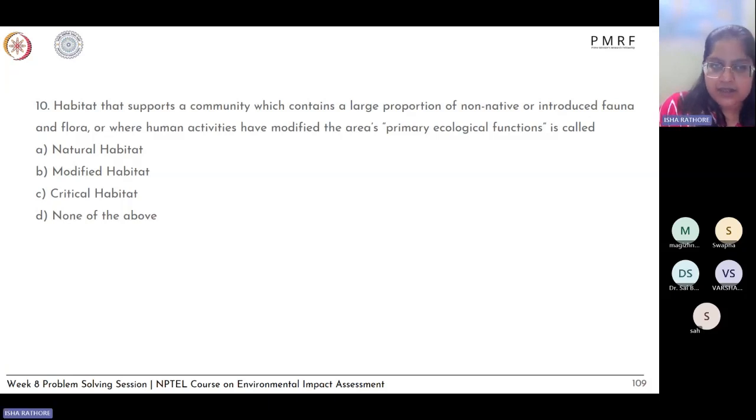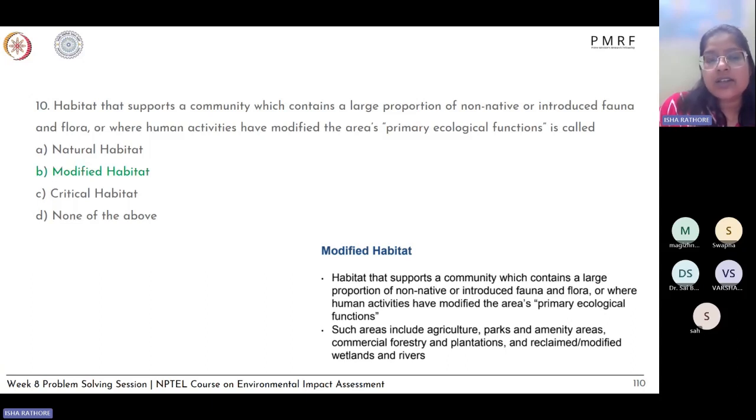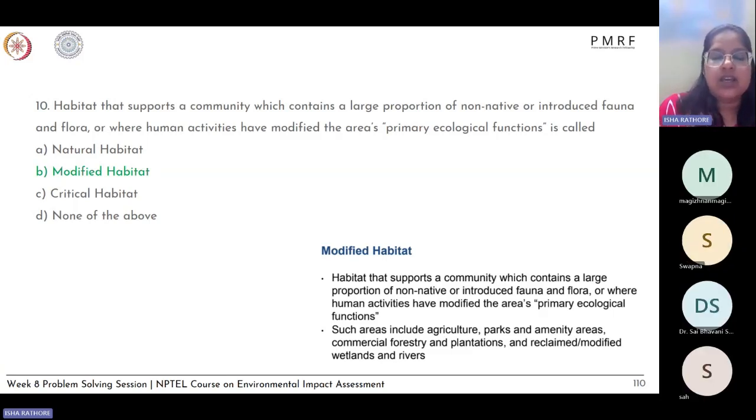Okay, so the correct answer is B, that is modified habitat. So modified habitat supports a community which contains a large proportion of non-native or introduced fauna and flora, or where human activities have modified the area's primary ecological functions. So these include areas like agriculture, parks and amenity areas, commercial forestry and plantations, and reclaimed or modified wetlands and rivers. Whereas natural habitat is habitat which is naturally occurring and where no human activity has caused an introduction of a non-native species. So that's the natural habitat.